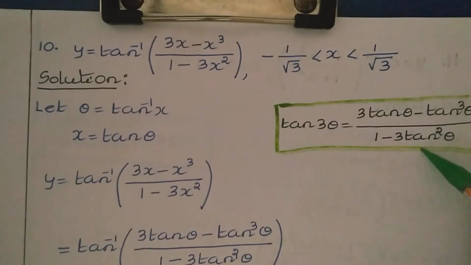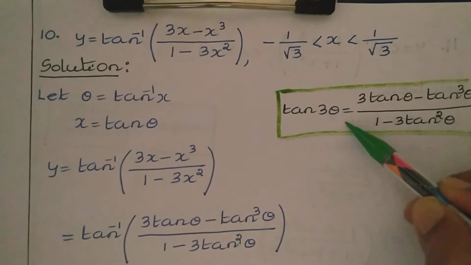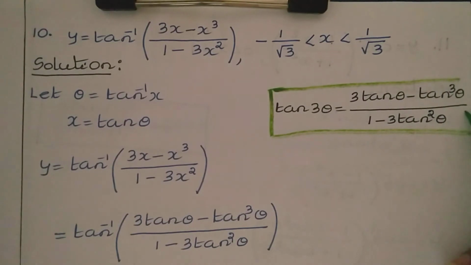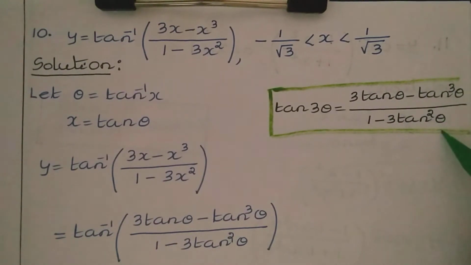See here, I have taken one trigonometric identity. Tan 3 theta is equal to 3 tan theta minus tan cube theta divided by 1 minus 3 tan square theta.